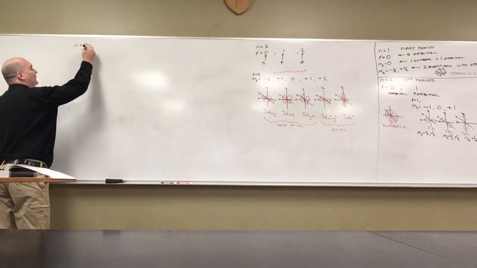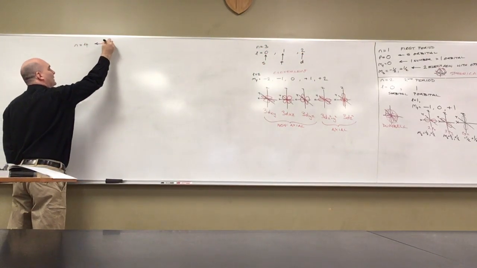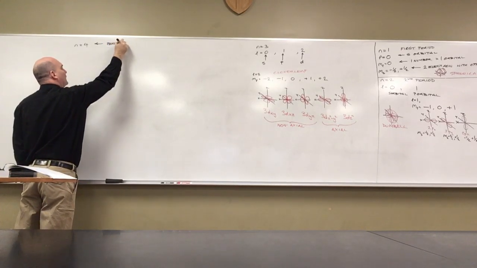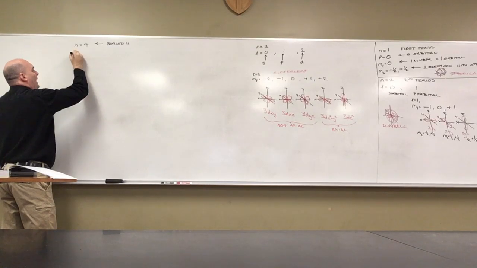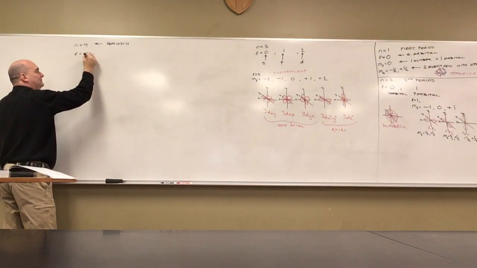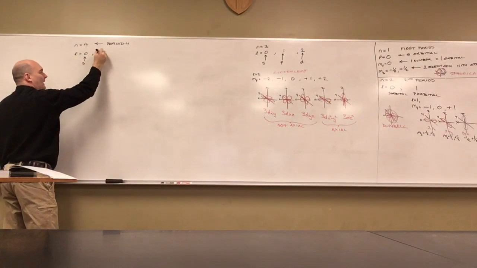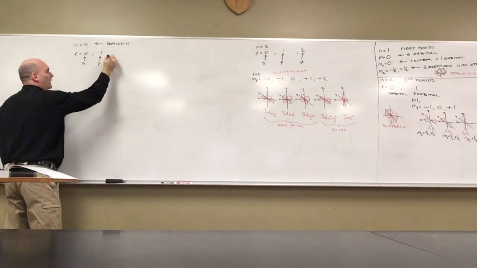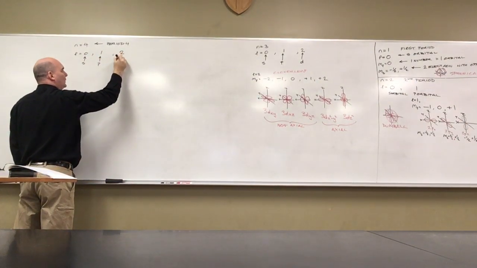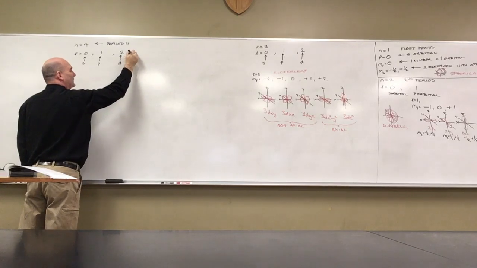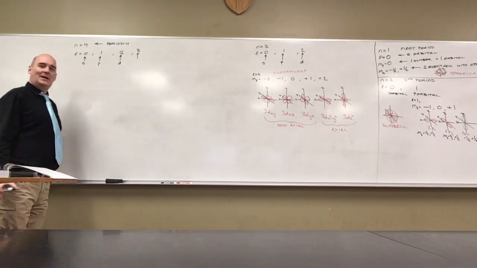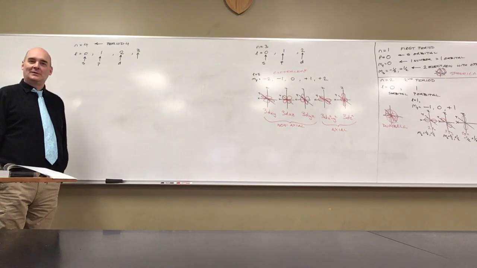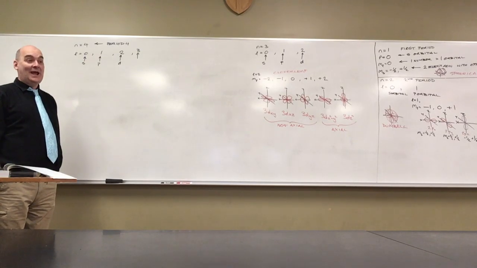When n equals 4, we're in period 4, technically. Our L could be 0. It could be 1. It could be 2. Or it could be 3. What happens when L equals 3? You make F orbitals.